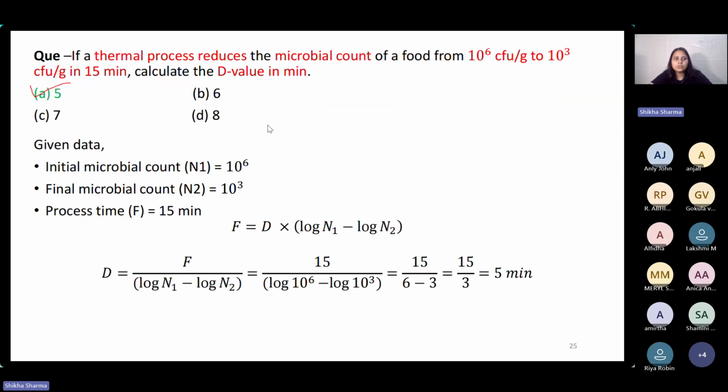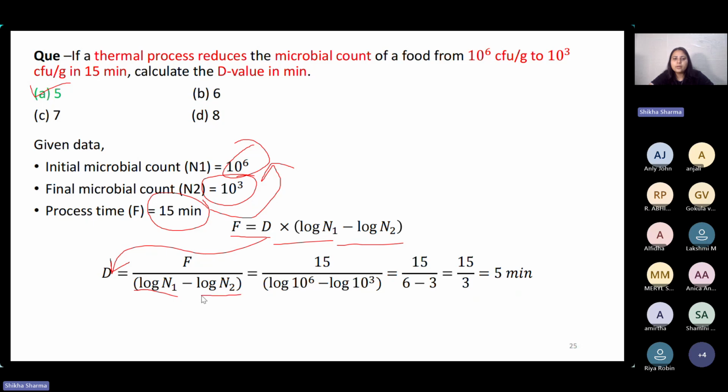So if we talk about this question, it is given that the initial microbial count is 10 to the power 6, the final microbial count is 10 to the power 3, and the process time is 15 minutes to get this much reduction. So F equals D into log n1 minus log n2. So basically D will be F divided by log n1 minus log n2.